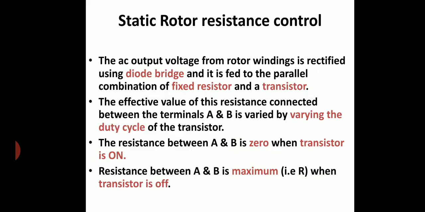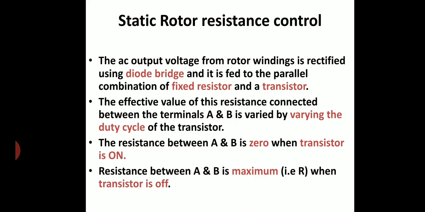The AC output voltage from rotor windings is rectified using a diode bridge, and it is fed to the parallel combination of a fixed resistor and a transistor chopper. So here a transistorized chopper is used. The effective value of this resistance connected between the terminals A and B is varied by varying the duty cycle of the transistor, that is the chopper. It is shown in the previous figure.